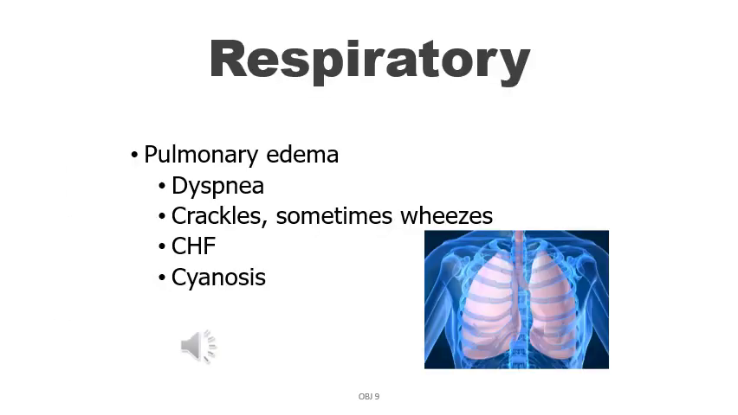So with the respiratory system with preeclampsia, you may end up with pulmonary edema. That's when the pulmonary capillaries will also leak fluid, and fluid leaks into the lungs, resulting in pulmonary edema and dyspnea. Sometimes it presents as crackles, wheezes. It can go to CHF and or cyanosis.